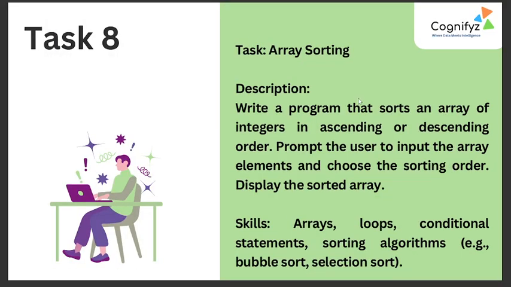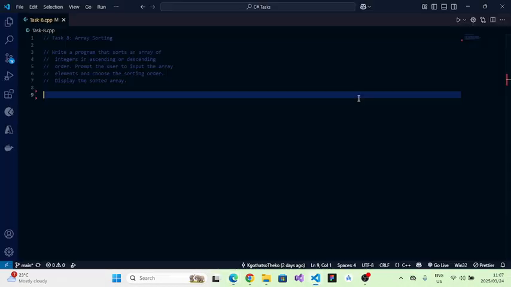Okay. Task 8, array sorting. Write a program that sorts an array of integers in ascending or descending order. Prompt the user to input the array elements and choose the sorting order. Display the sorted array. So I'm going to try something different now.